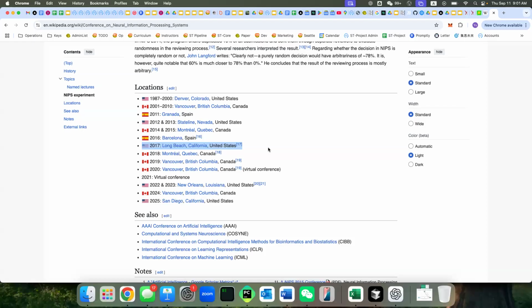But this paper was initially published here in 2017 in the NIPS conference. At that time, it wasn't really that big a deal. I looked at some statistics from that year: I think they had maybe a thousand papers submitted and they only accepted hundreds of them. It's a very big conference, but very, very tough to get accepted.